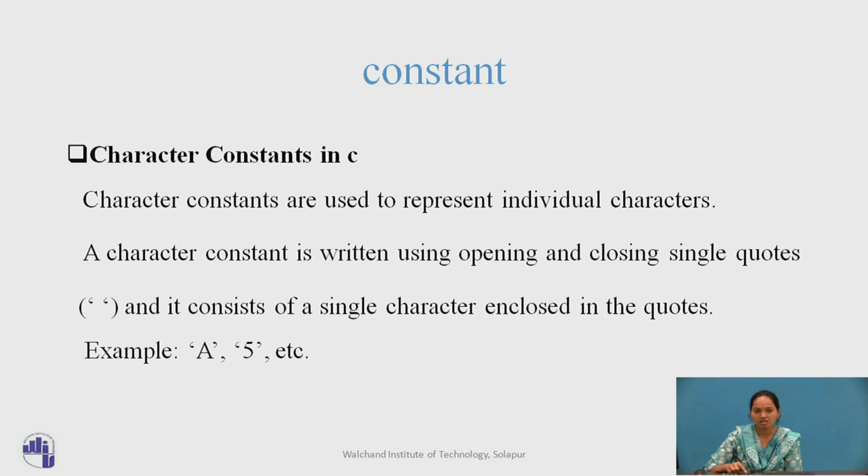Character constants are used to represent individual characters. A character constant is written using opening and closing single quotes, and it consists of a single character enclosed in the quotes. Example of this is single quote A single quote and single quote 5 single quote. This is the example of a character constant in C language.